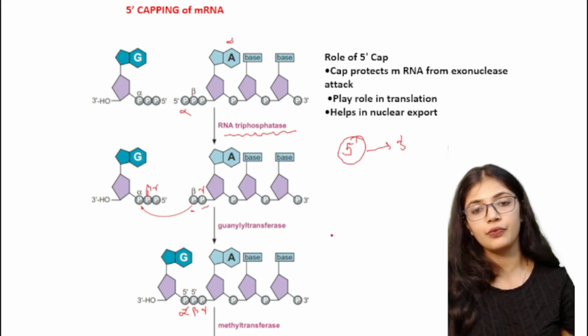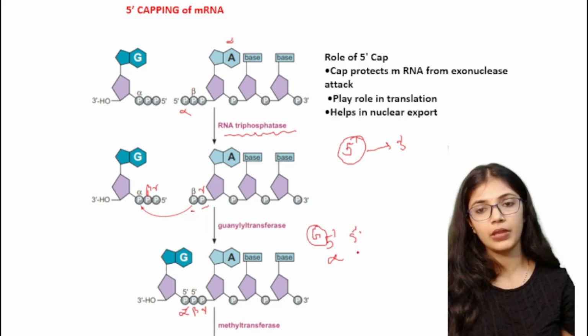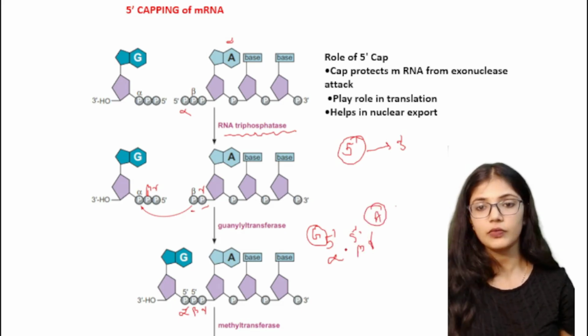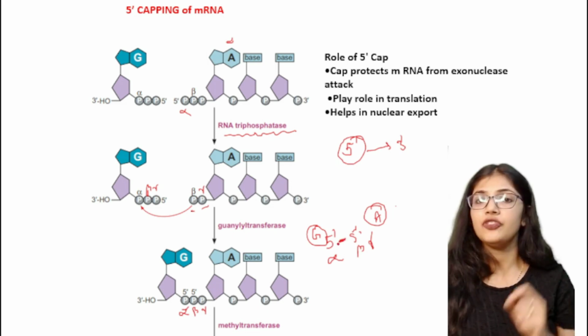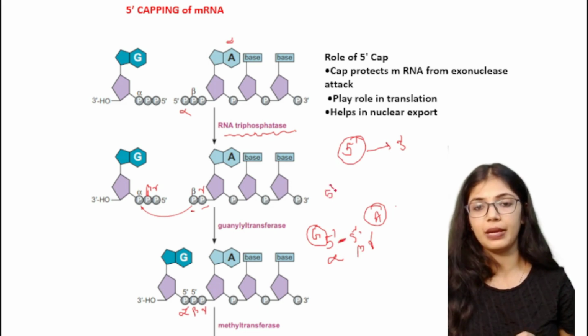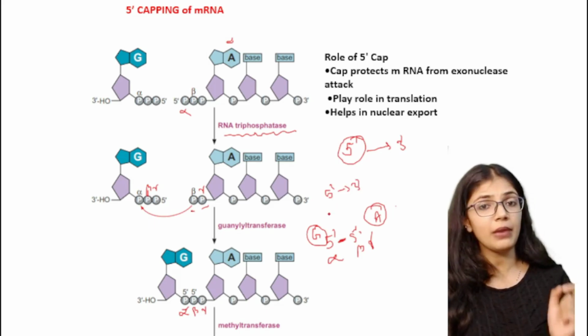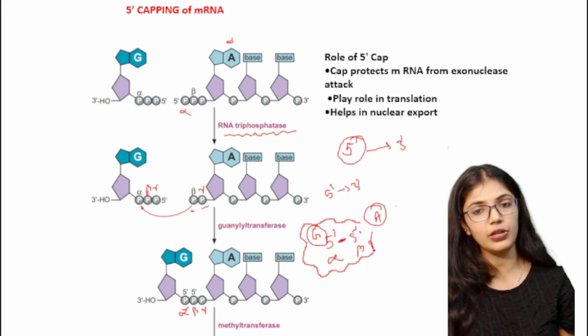So the bond is formed between the 5' alpha of guanine and the 5' beta and gamma of adenine. Okay, so there is a bond between 5' and 5', but in general there is a bond between 5' and 3'. In the 5' capping, there is a bond between 5' and 5' over here.